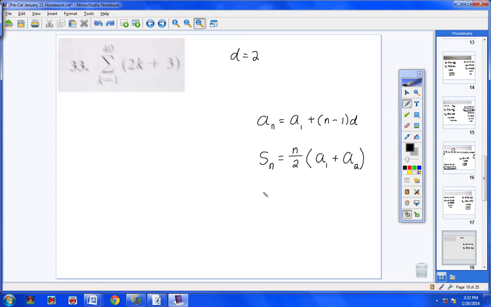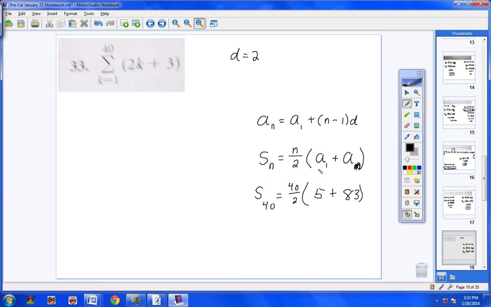So here's my formula. I'm finding the sum of 40 terms, so n here is 40. Now my first term, well, put a 1 in, and I get 5. Plus, this should be an n, of course, like we've talked about. My 40th term, my last term, is 83.